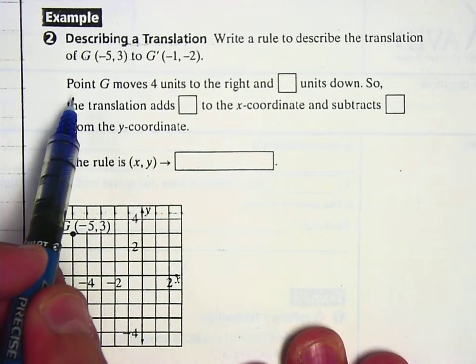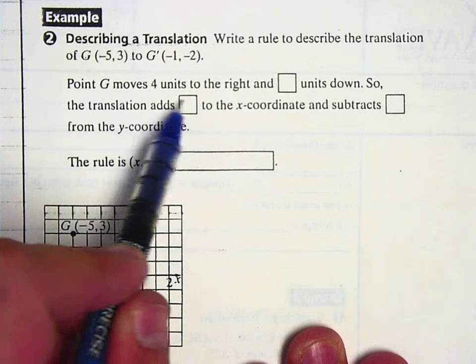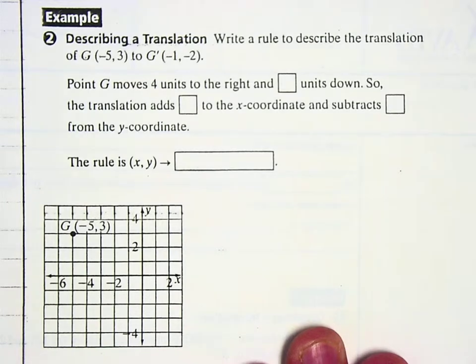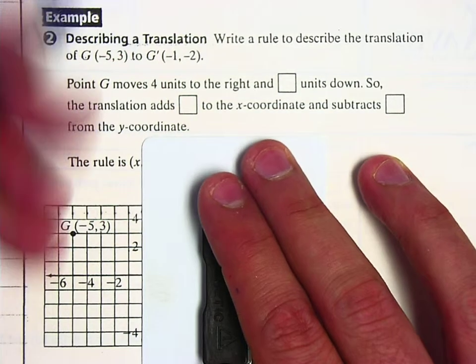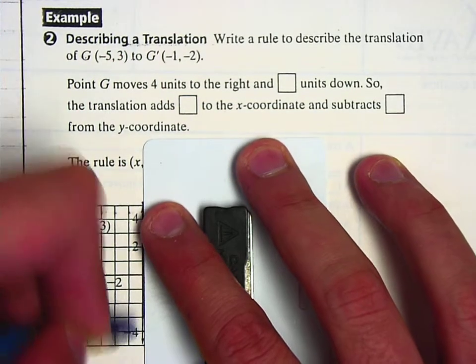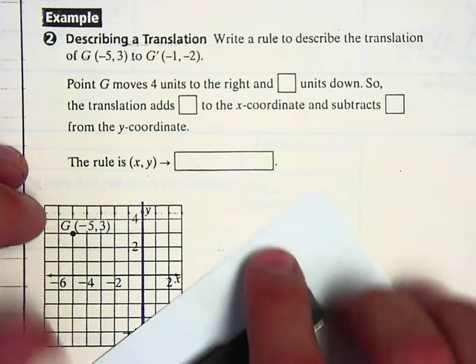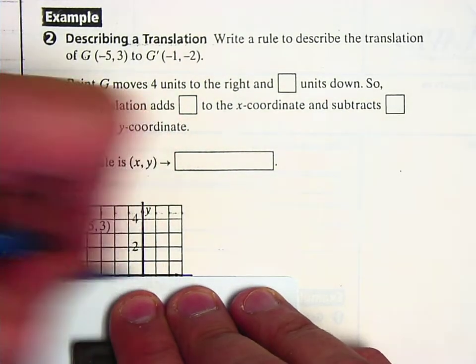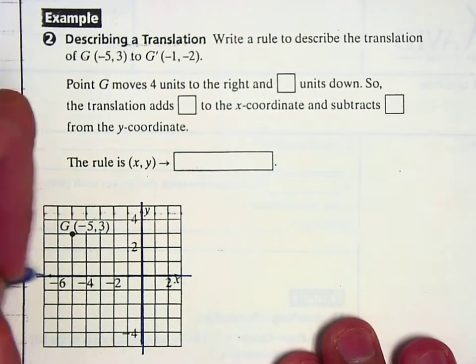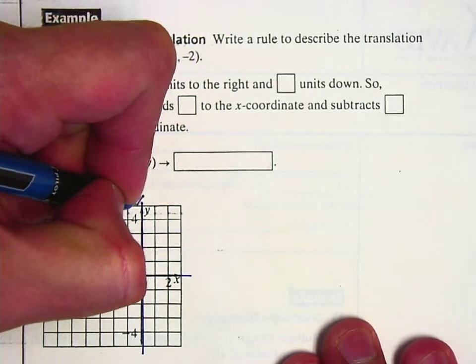Now, we're told point G moves 4 units to the right and blank units down. So let's go ahead and graph this to finish filling in these blanks. What I'm going to do first before we do this is go ahead and fill in my x and y axis, make them a little bolder because they came out a little faded. So I'm going to go ahead and fill in my y axis first and then my x axis. All right, that gives me a better idea of where everything is, and now I'm a little better oriented.